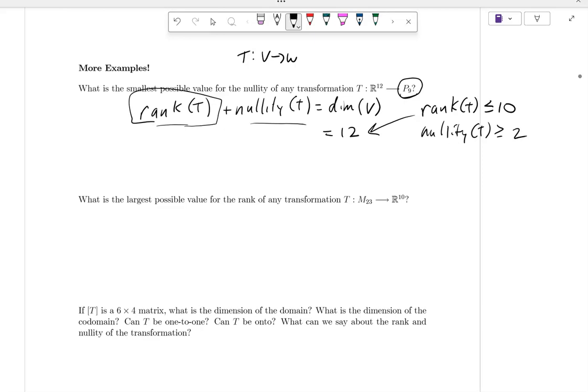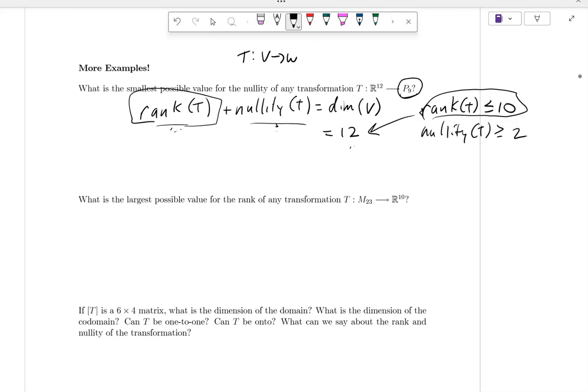Well, okay. So the rank. Do you understand why the rank can't be any bigger than 10? Well, when I add the rank and the nullity together, I have to get 12 in this example. So if the rank can get as big as 10, the least the nullity can get is 2. It has to be at least 2. And if the rank is smaller, the nullity has to be bigger to balance it.